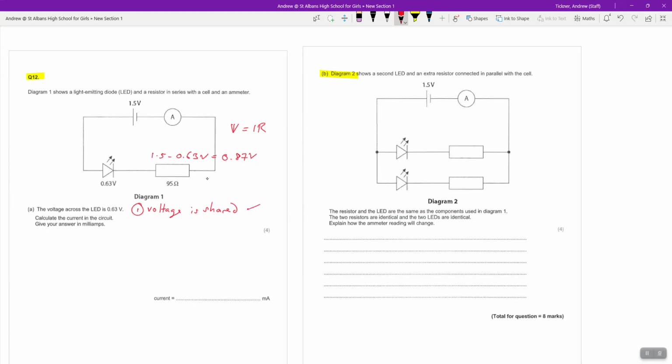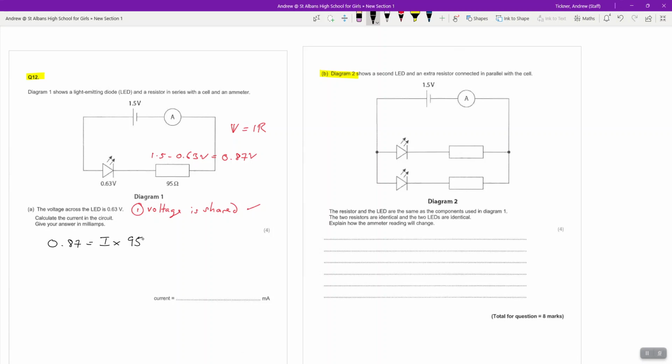We then can take this number and this resistance to work out the current. That's the equation we use. So we're going to put these numbers into our equation: 0.87 is equal to the current times the resistance, which we know is 95.